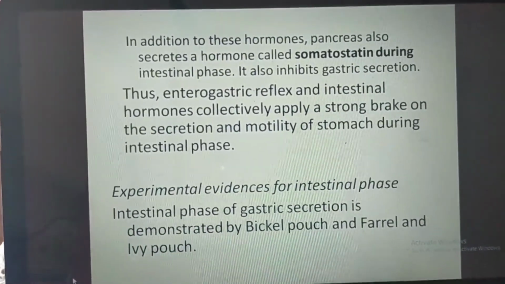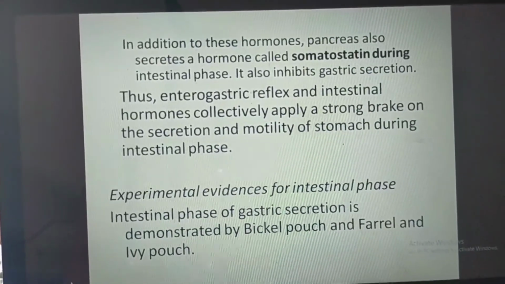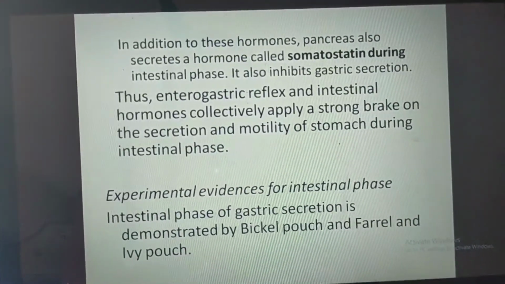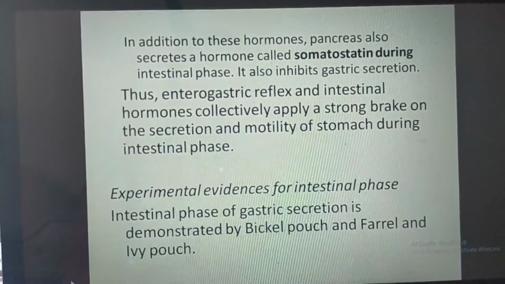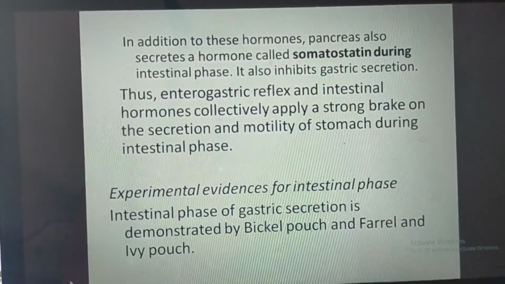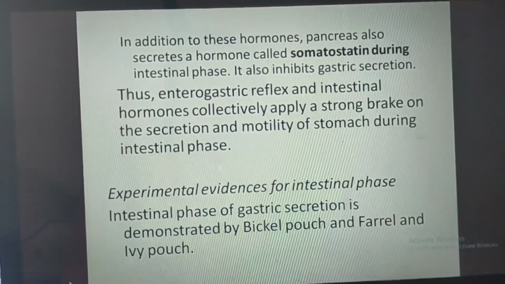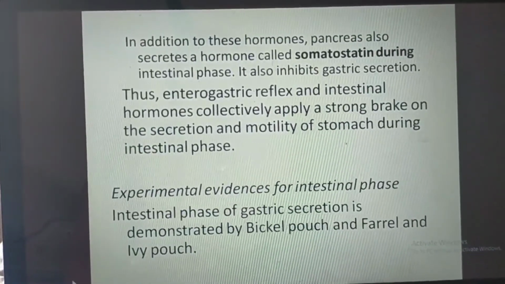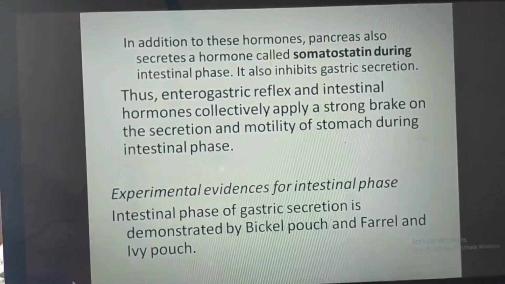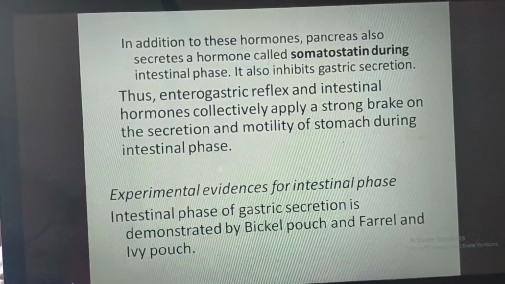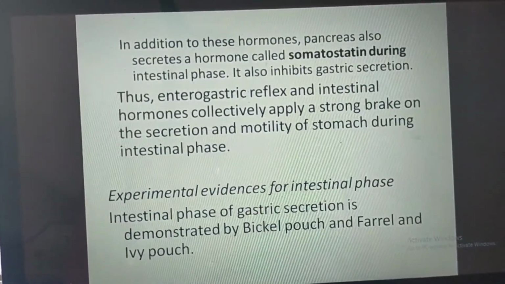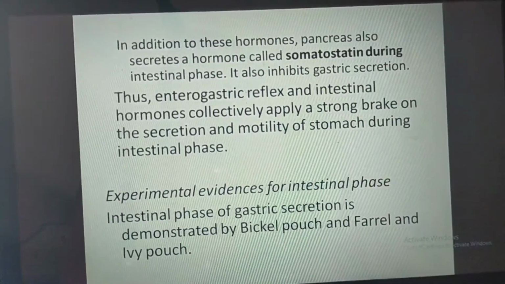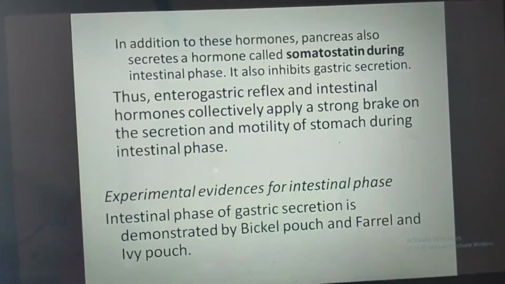In addition to these hormones, pancreas also secretes a hormone called somatostatin during intestinal phase. It also inhibits gastric secretion. This is how enterogastric reflex and intestinal hormones collectively apply a strong brake on the secretion and motility of stomach during intestinal phase.